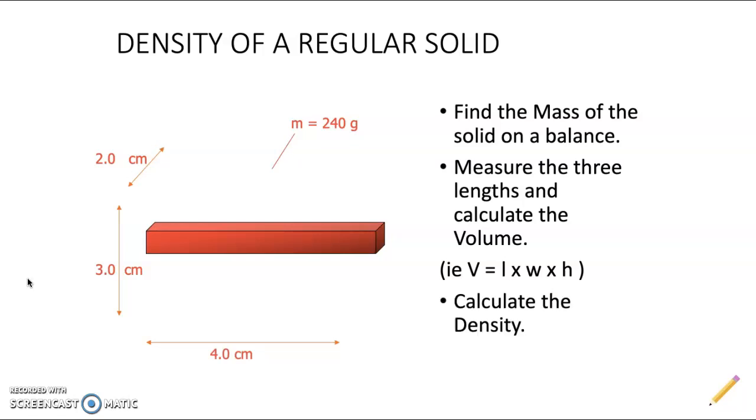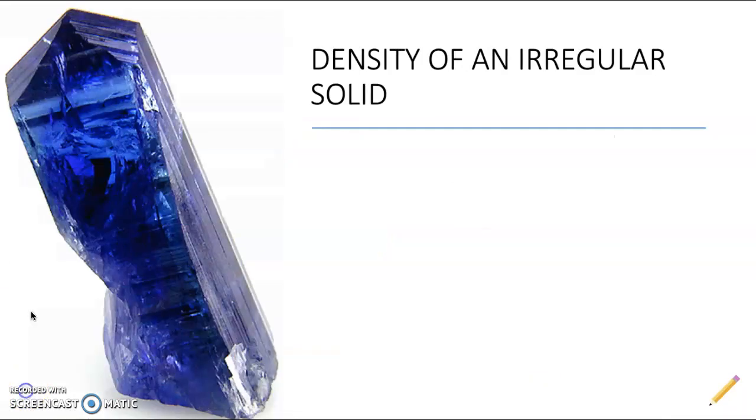Once you know the mass and the volume, you can measure the density by dividing the mass by the volume, which in this case is going to be 240 grams for the mass divided by 24 centimeters cubed for the volume, which would leave us with a density of 10 grams per centimeter cubed. Now, I'd like you to write out that example in your notes as well, because it is very important.